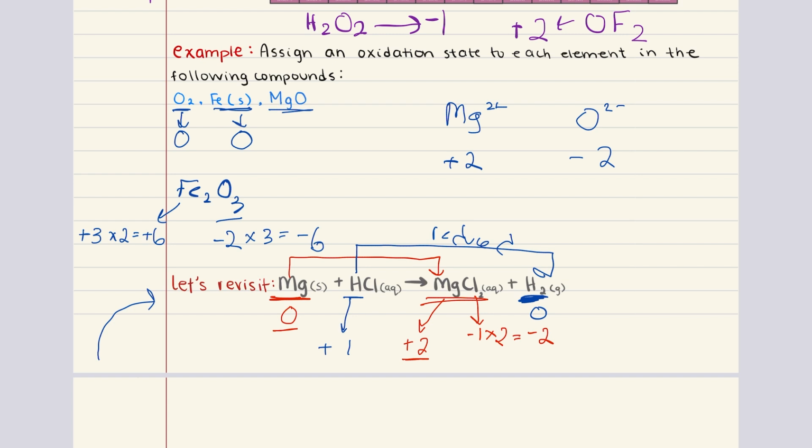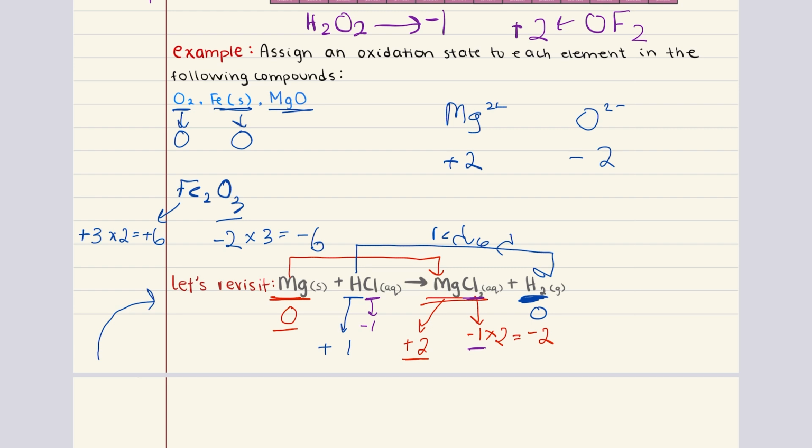Now you might be wondering about chlorine. So let's try to figure this out. Chlorine in hydrochloric acid has an oxidation number of -1, and the chlorine in magnesium chloride also has an oxidation number of -1. So chlorine here is neither oxidized nor reduced because it doesn't change during the reaction, and actually it really just acts as a spectator ion in this redox process.